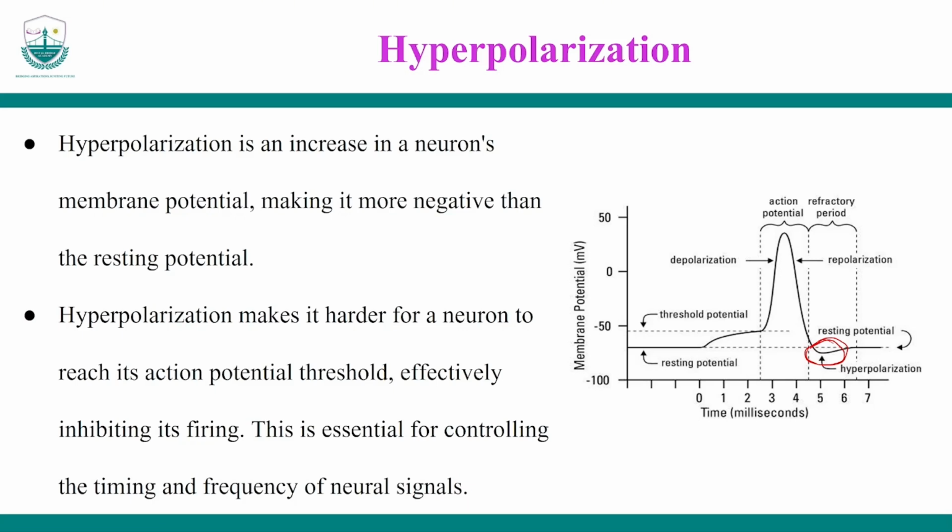It makes the neuron more negative, and that means that if you are to stimulate it, it needs more intense stimuli. So effectively, it prevents the firing of action potentials when the neuron is not yet ready. That means it controls the timing of firing of the action potentials, the timing and the frequency.